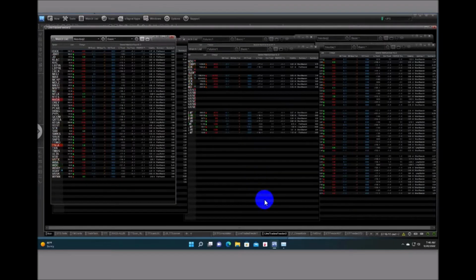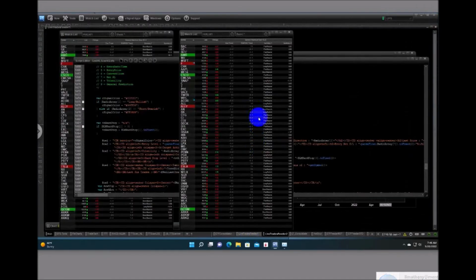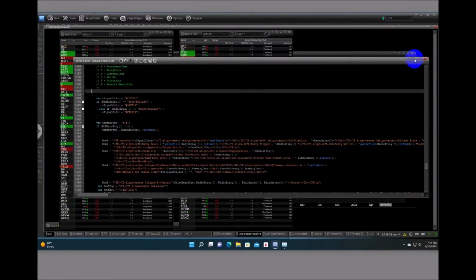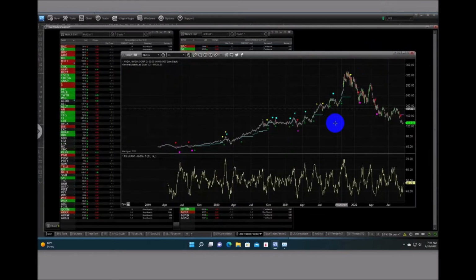Good morning, everyone. This is a little update for the LiveTrades application. If you've been watching me progress through the LiveTrades videos that I've been posting, you've seen I've made some tremendous changes to the actual script itself. This is the script. This is the chart that runs it and tests it.